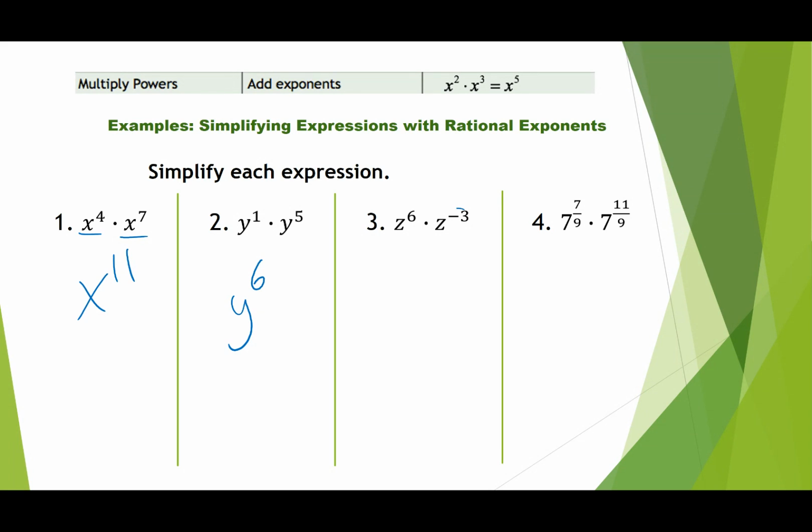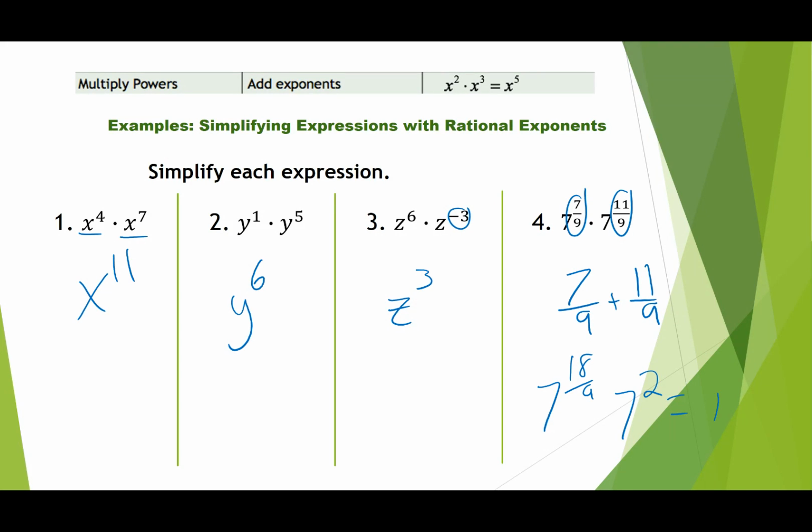Here, even though it's a negative, it still means the same thing. This is z to the 3rd power because 6 minus 3 is 3. And then here, remember, you're still going to add these exponents together. So 7 ninths plus 11 ninths is really 18 ninths. So you have 7 to the 18 ninths, which is, as you might notice, 18 over 9 is 2. So 7 squared, which, if you want, you can go ahead and write as 49.